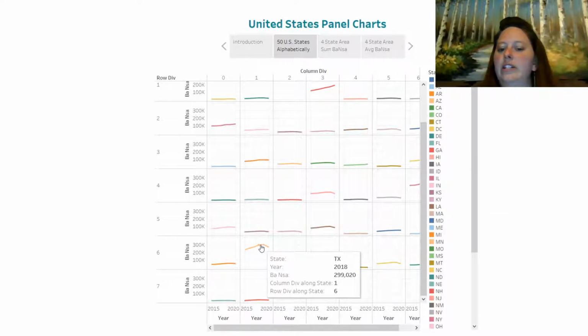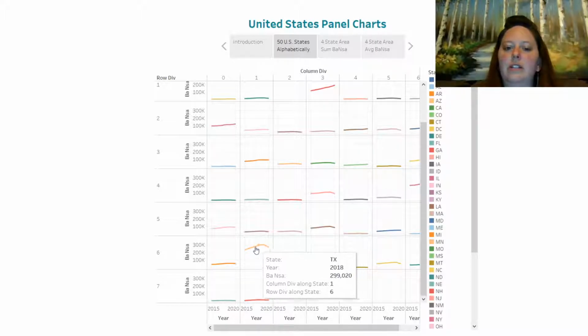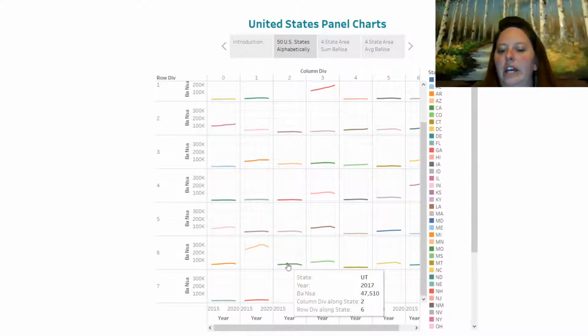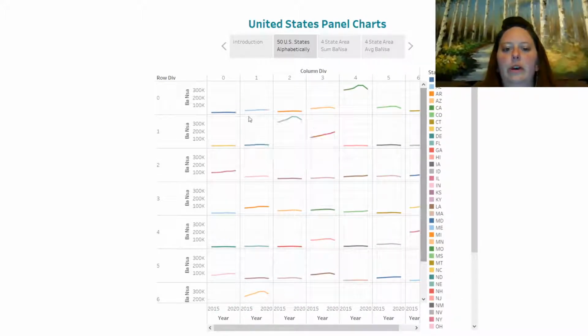This one here is Texas, and the chart is significantly higher than many of the others around it. This one specifically in 2019 was 304,360 points, where you're looking at states. Utah, it was significantly lower, not even 50,000 applications in that state. Let's scroll up and see a few others.